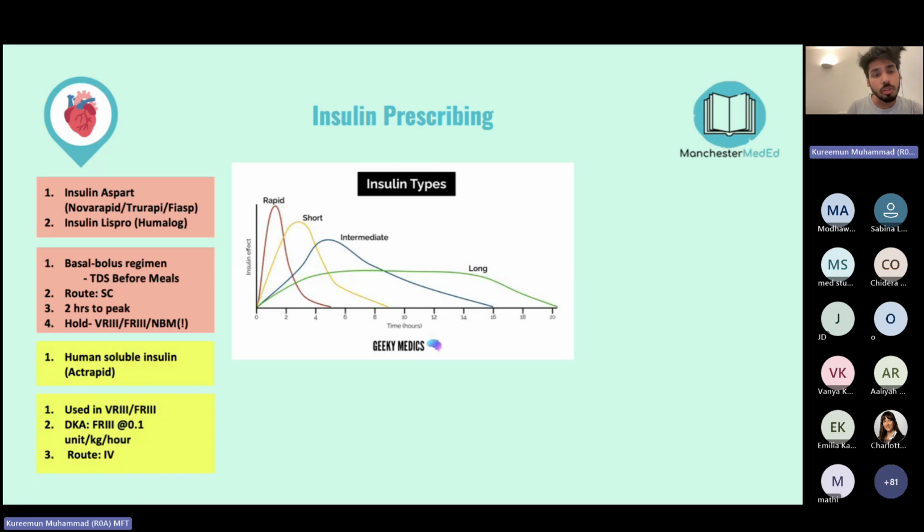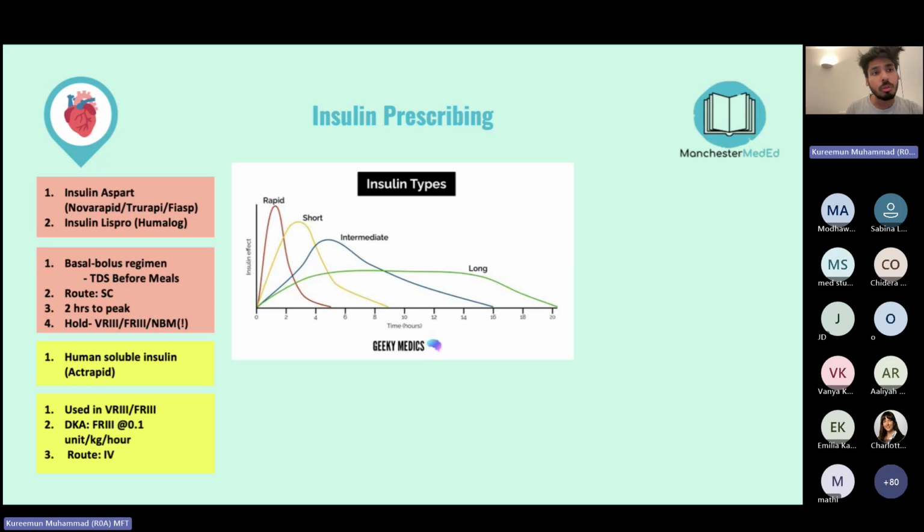This is the one that you would use when a patient is on variable rate or fixed rate. So it's called human soluble insulin or Actrapid. This is the one that you would prescribe in a PSA as well if you're asked to prescribe for a variable rate or a fixed rate.